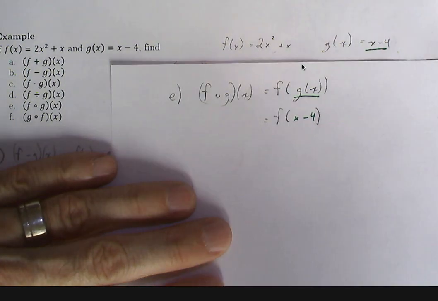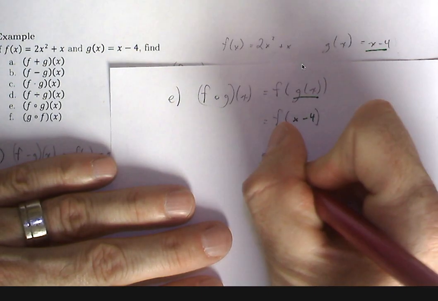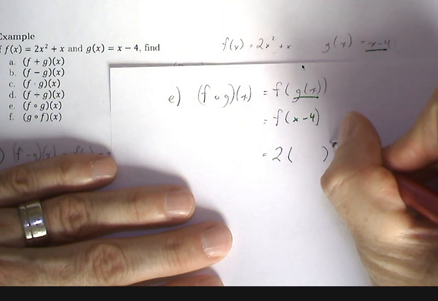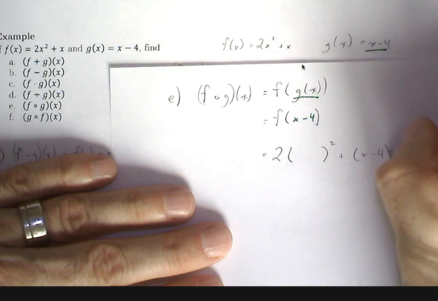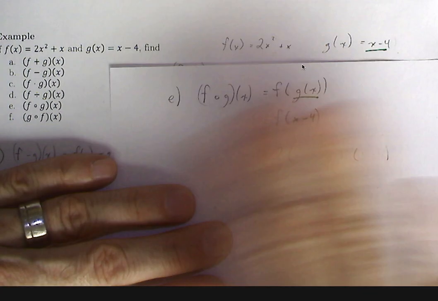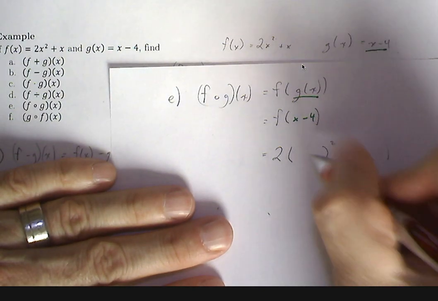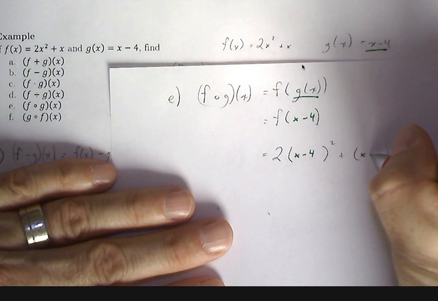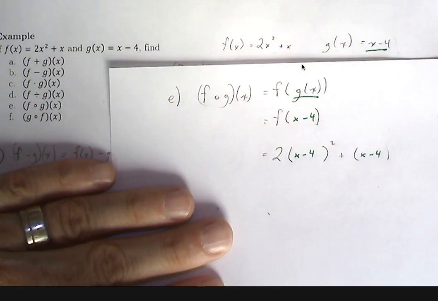Now I have to think quite carefully, what does my function f say? My function f is simply 2 times my independent variable squared plus my independent variable. Oops, sorry, I got excited there. Plus my independent variable. So what is the input? It's x minus 4. So now I carry out and I try to simplify this algebraic expression.